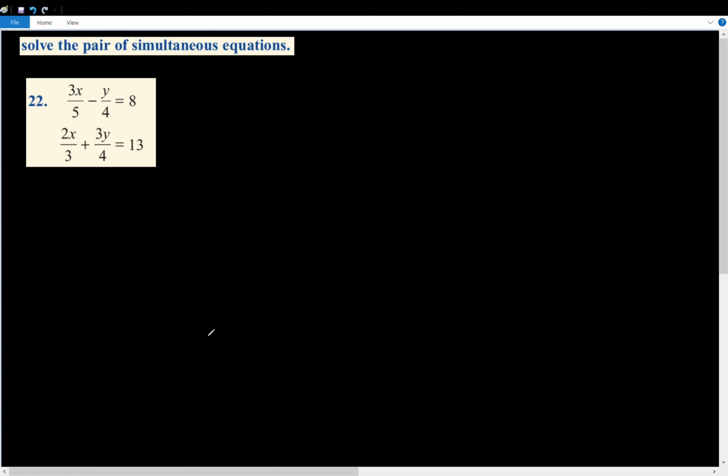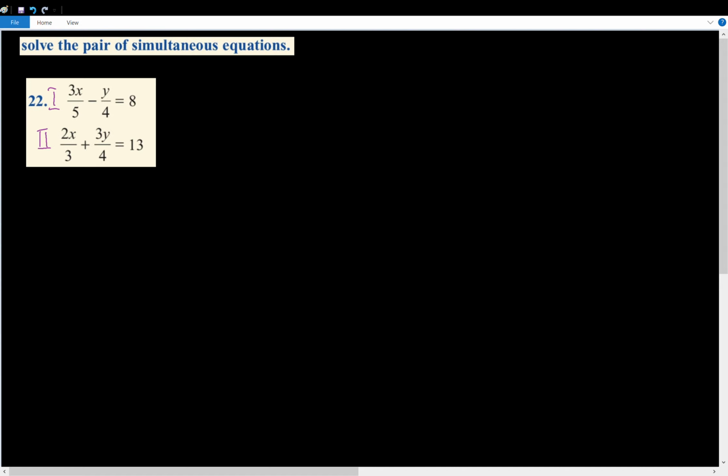This is question 22 in exercise 4.2 in Project Math 2. We have to solve the pair of simultaneous equations, and our first equation, equation 1, is 3x over 5 minus y over 4 is equal to 8, and our equation 2 is 2x over 3 plus 3y over 4 is equal to 13.